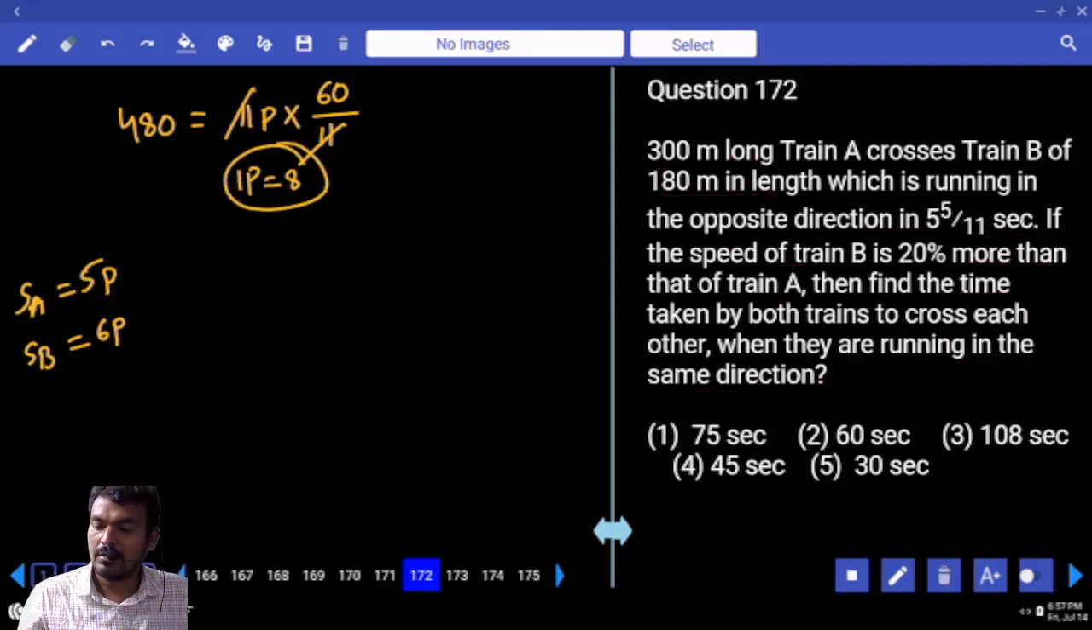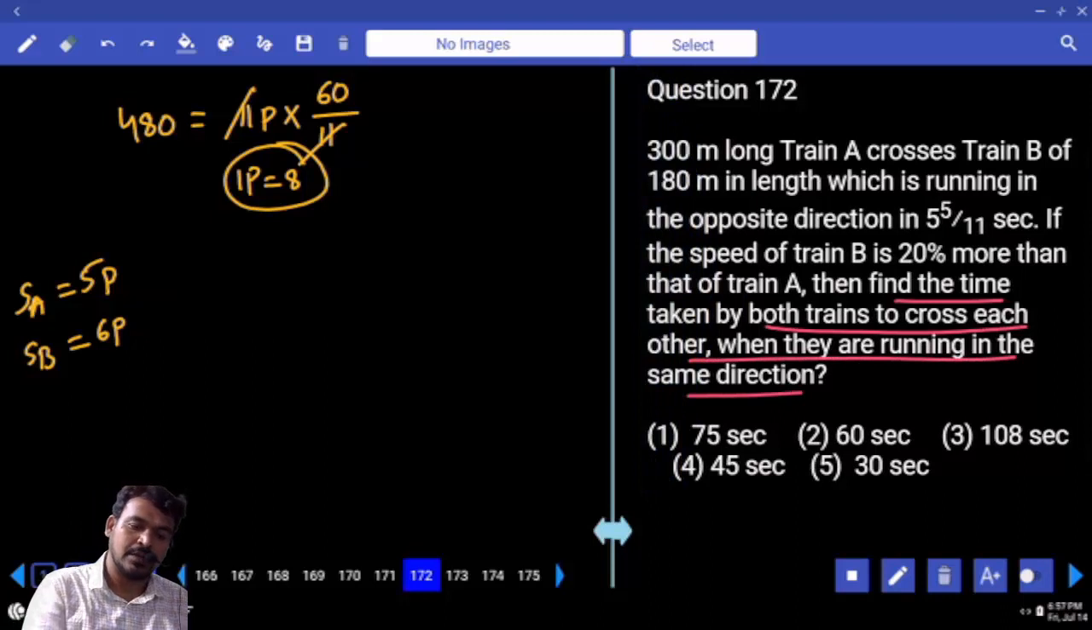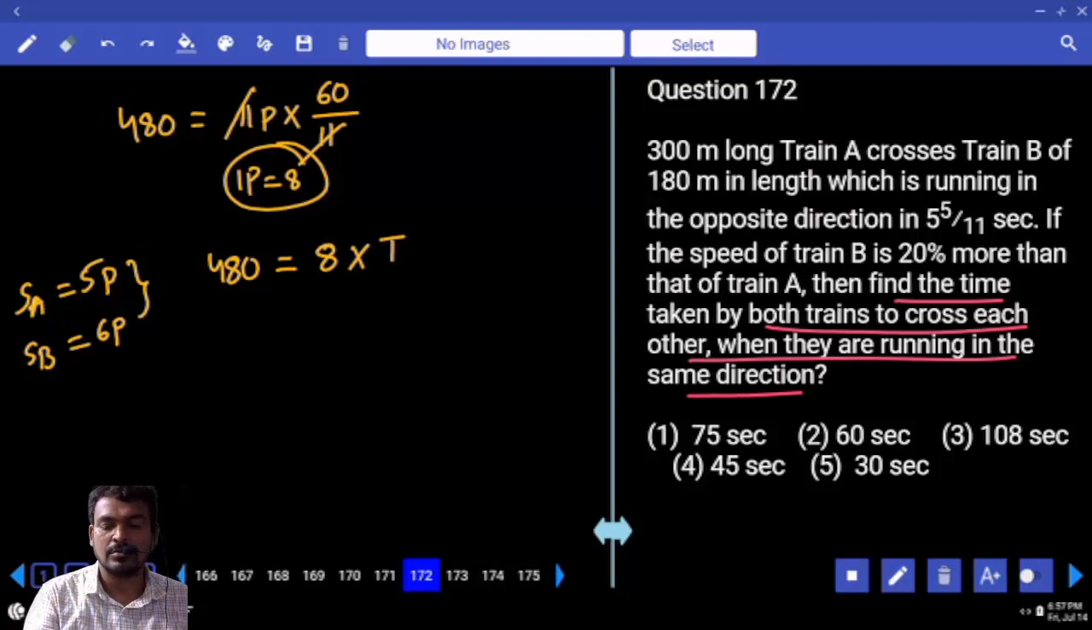What is the question here? Find the time taken by both the trains to cross each other in the same direction or opposite? Same direction. In the same direction also, is the same distance covered or a different distance? Same distance. But relative speed changes. What is the relative speed? 6 parts minus 5 parts. How many parts? 1 part. What is the 1 part value? 8. Into time, 8 how many times? 60 times. Then t equals how many seconds? 60 seconds.